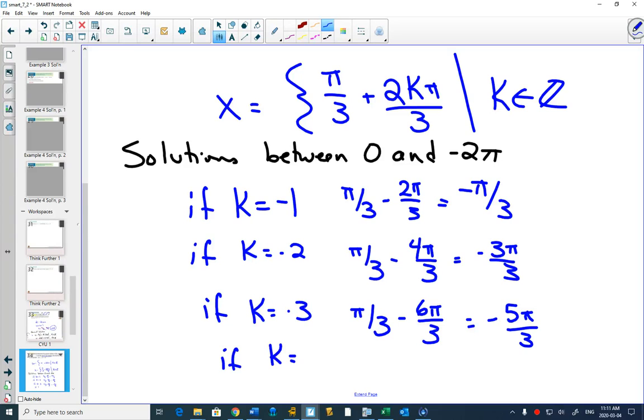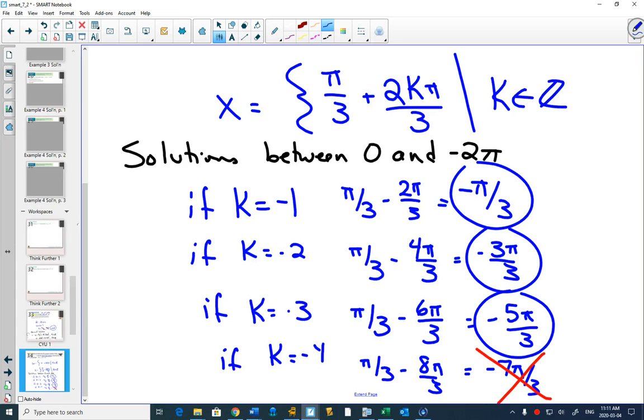If k is equal to -4, we'd have pi over 3 minus 8 pi over 3, which would be -7 pi over 3. And that one's too far, so we only have those 3 answers. Good. So that was using method 2, where you find the general solution directly. And then we used our general solution to find our answers.